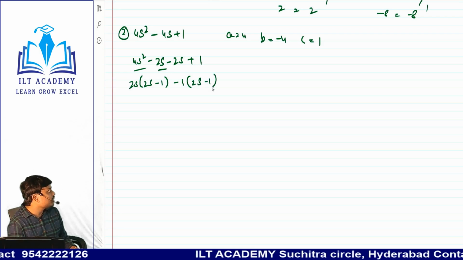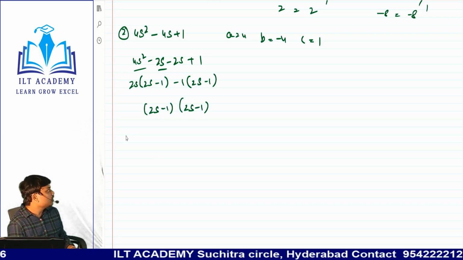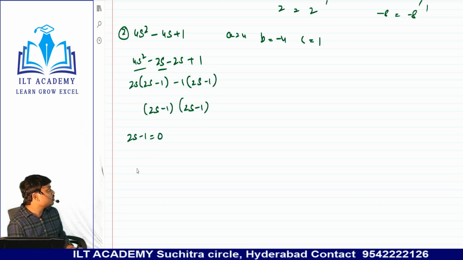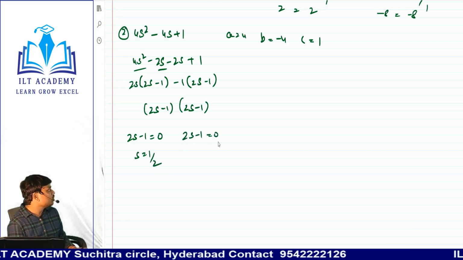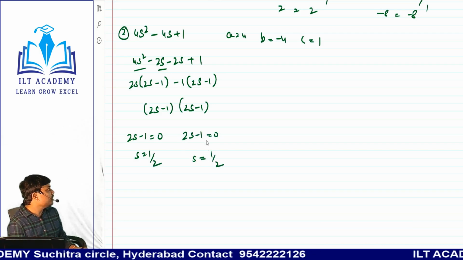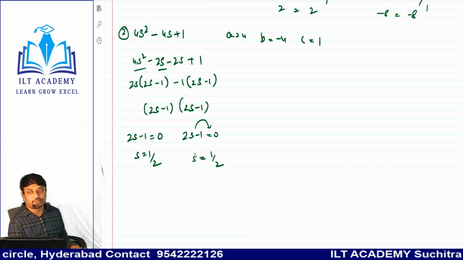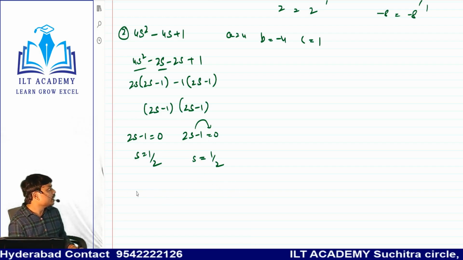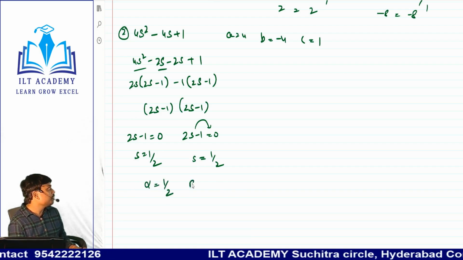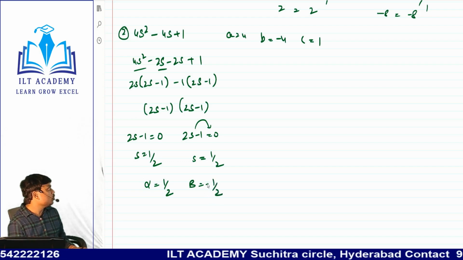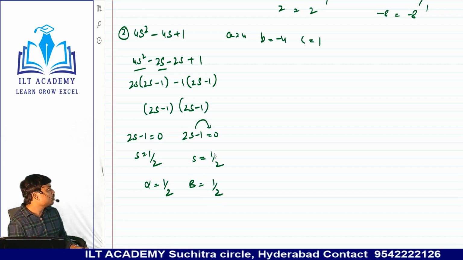Now what you can take common in both is 2s, then 2s minus 1 remains; here also minus 1 you can take common. So 2s minus 1 into 2s minus 1. So 2s minus 1 is equal to 0, so s is equal to 1 by 2; this is one zero. And 2s minus 1 is equal to 0, s is equal to 1 by 2; this is another zero. I told you that zeros should be marked as alpha is equal to 1 by 2, beta is equal to 1 by 2.